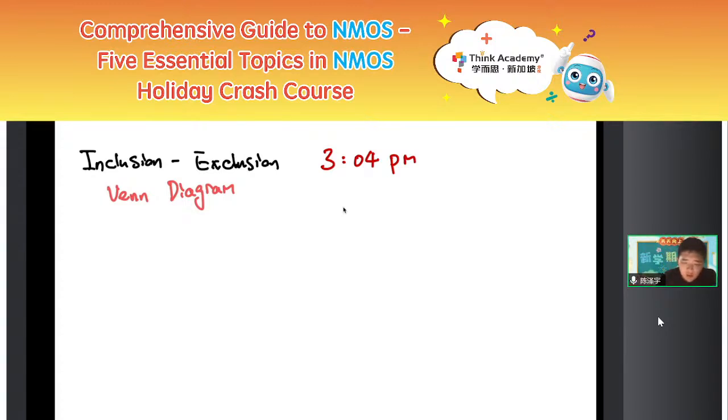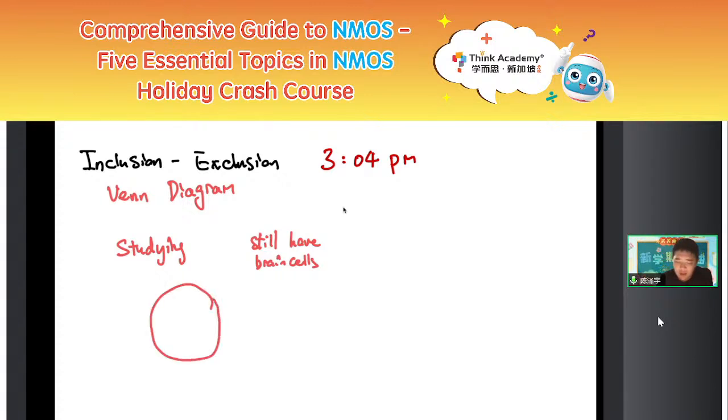Well, if I give you two groups of people, those who are studying today and those who still have brain cells, what will the Venn diagram look like? It will look like this one. Now you need to understand what each part represents.